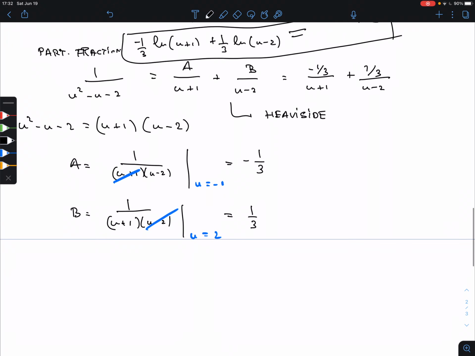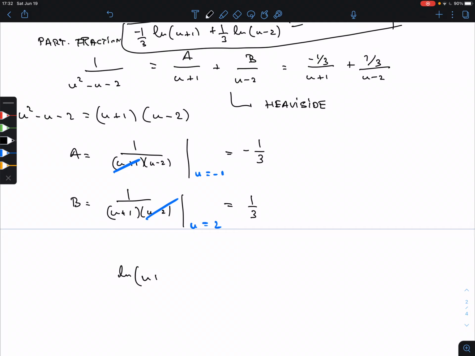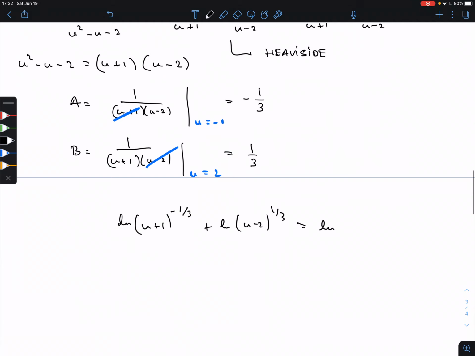So how do we do that? Well, combining ln's. First of all, we bring the 1/3 over. So this is ln of u plus 1 to the power minus 1/3 plus ln of u minus 2 to the power 1/3, and that is equal to ln of x plus c. Then to combine the ln's, that's the product. So this is the ln of u minus 2 to the power 1/3 over u plus 1 to the power 1/3. Because I'm thinking of the negative exponent as actually being in the denominator. And so that's what this is.